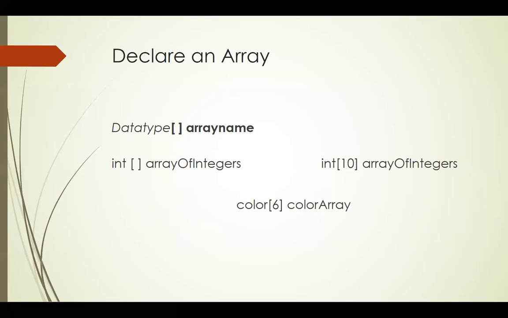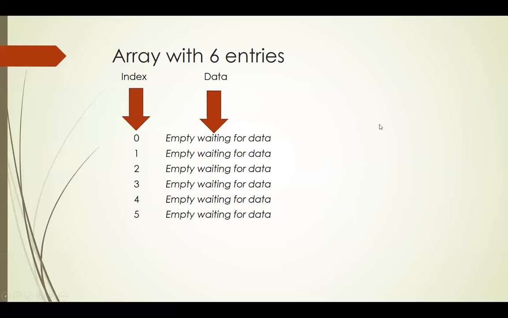So this declaration here is just a sample. Right below it is an array of integers. The keyword int comes before the square brackets, and then the variable name, array of integers. Here's one where we say that this array of integers is going to have 10 integers in it. Here's one where we say we're going to create a color array, an array of colors, and it's going to have 6 different colors in it. So we can think about arrays in lots of different ways and lists. So here's our array. Here's an array with 6 entries.